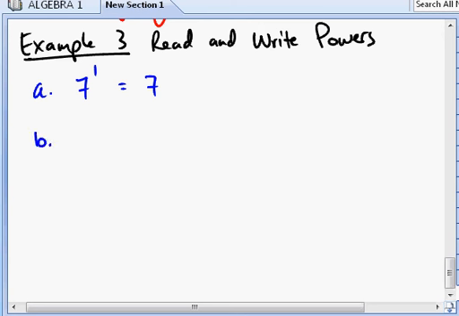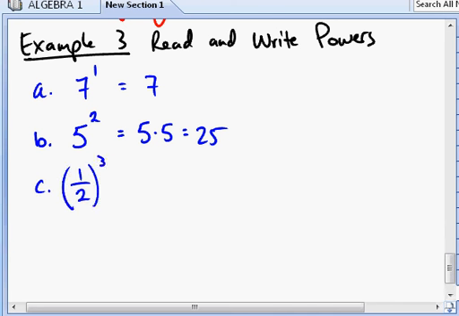Okay, B, 5 to the second power means how many 5s? Yeah, 2 5s. So a 5 and a 5. Does it mean 55? No. Does it mean 5 plus 5? No, 5 times 5. So when we're dealing with powers, it's always multiplication. 2 5s multiplied together. Alasia says 25. Awesome. Good job. Okay. 1/2 to the third power.